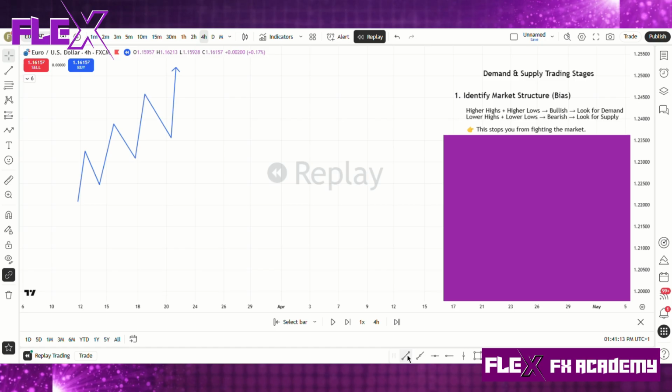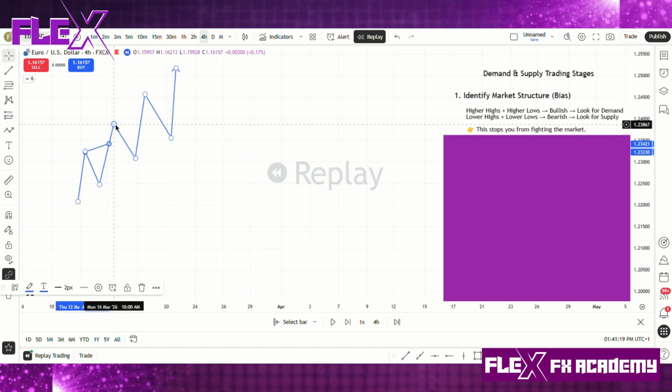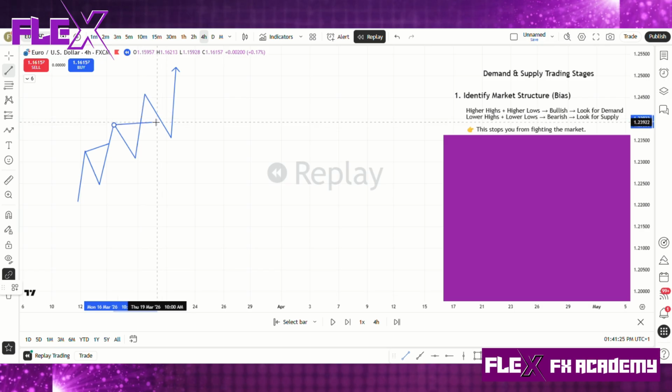Market breaking structure as it goes up. This is the previous structure. It broke it here, continued up, came down again, moved up again, broke the structure again, broke the structure here again, and then continued higher. This is a typical example of a bullish market where we're creating higher highs.